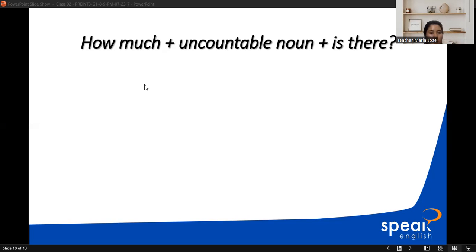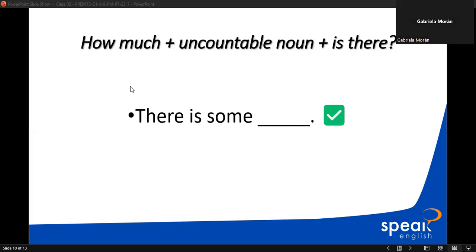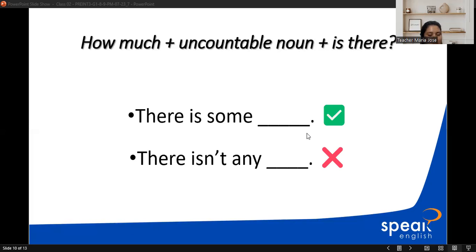Excellent, very good. So that is the question. How much? Okay. So what are the possible answers with the uncountable nouns? What is the first option, Gabriela? There is some. Excellent. And the negative option, David? There isn't any. Perfect. Okay. So let's go back again to the examples that you have in the chat. Let's focus on those examples.